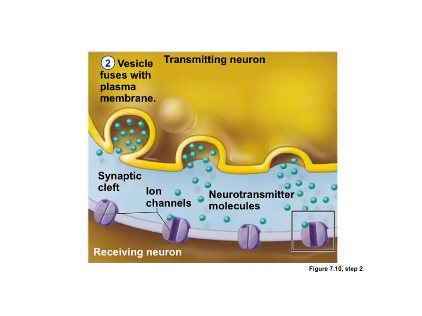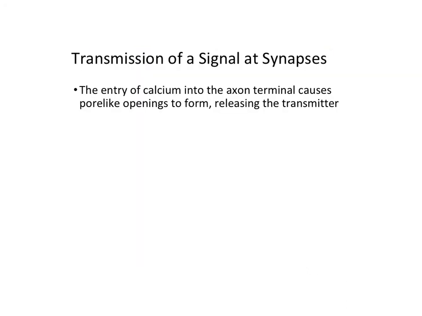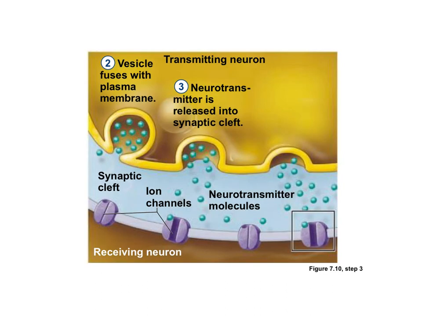Here you can see a close-up of the vesicle fusing to the cell membrane, and then here you can see the neurotransmitter being released into the space between the transmitting neuron and the receiving neuron. That calcium is important because it causes pore-like openings to form, and it releases the neurotransmitter into that interstitial space. So again, the neurotransmitter is released because the plasma membrane has fused with the vesicle carrying the neurotransmitter.